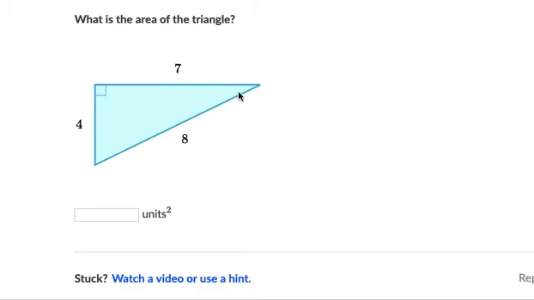So we don't even worry about this one, the one on the slant. We worry about the ones that form a right angle. One of these will be the base, and one of them is the height. It doesn't matter which one's which. Just realize one of them will be the base and one of them will be the height.